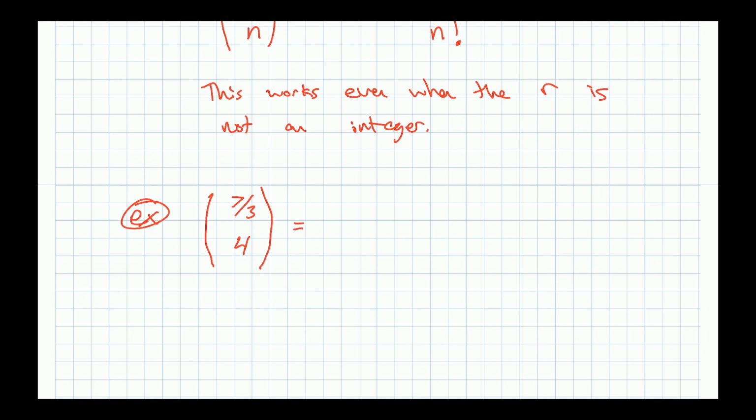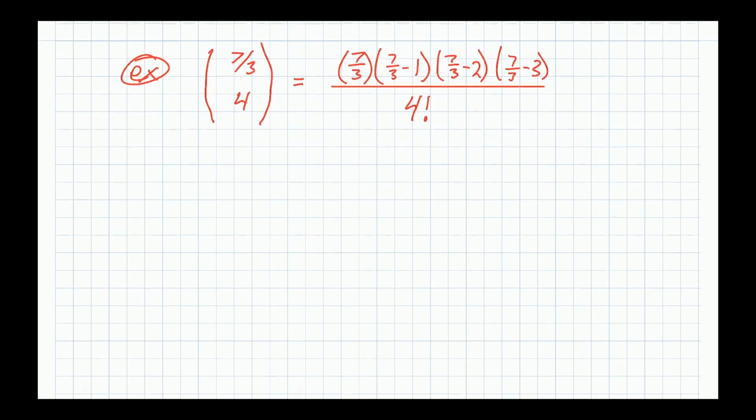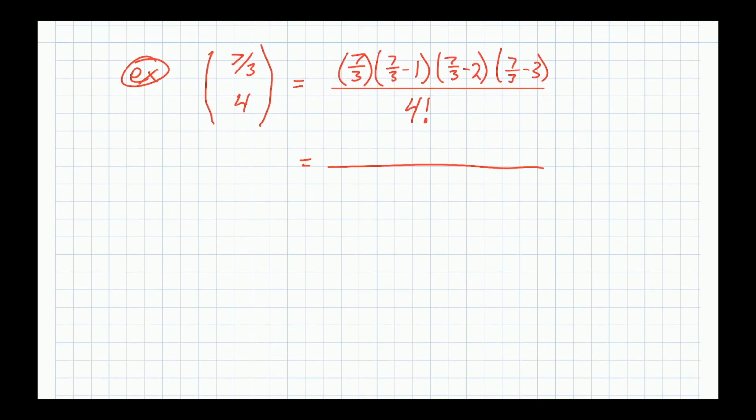All right. So the way this would work is on the bottom it's a 4, so that's a 4 factorial, and that would mean on the top you have 4 terms. So the first one is 7/3. The next one is 7/3 minus 1. The next one is 7/3 minus 2. And then the next one is 7/3 minus 3, which, if you're okay at fractions, you would be able to work out pretty well.